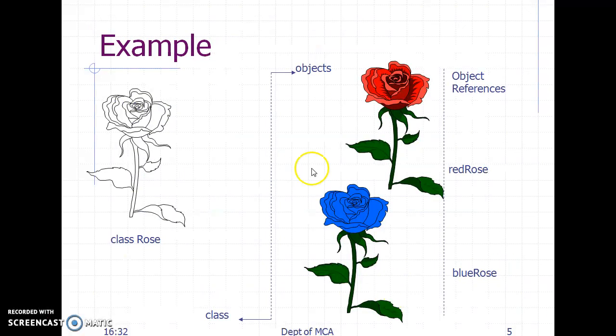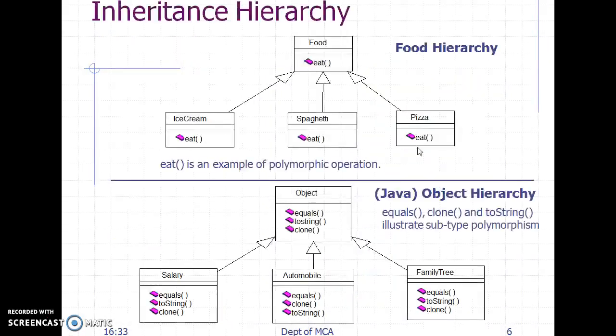This is one example. The class name here is rose, where once we apply the characteristic called color, we can have a red rose, a blue rose, or a pink rose. Likewise, as it varies, we can have different object references through the characteristic called color.